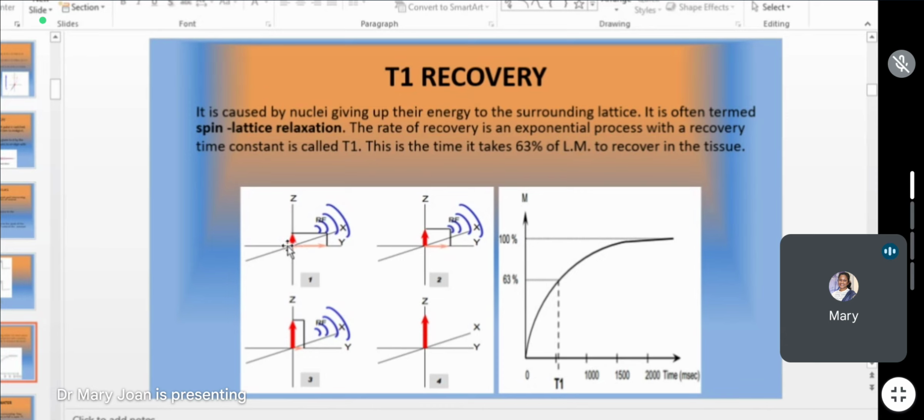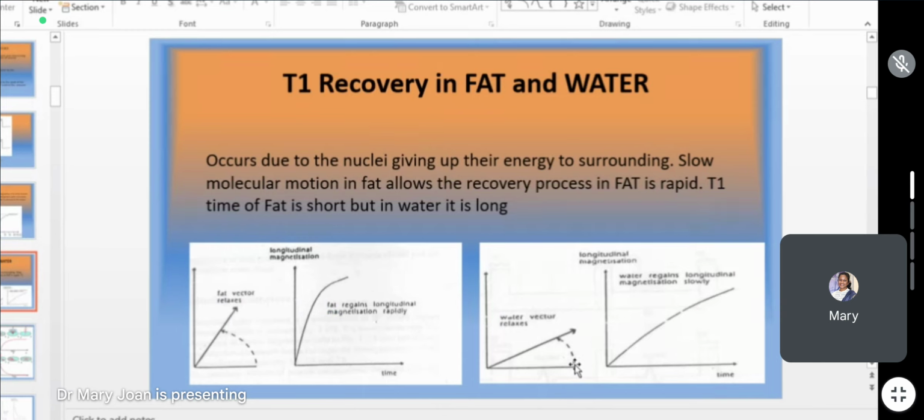From this picture, I think you can understand very clearly that the RF signal is relaxing here. It is reducing and the net magnetization vector in the applied magnetic field increases. So 100% is at time instant 4. With respect to time, we plot a graph. When 63% is recovered, that corresponding time is what is called T1 recovery. We have discussed this before also.